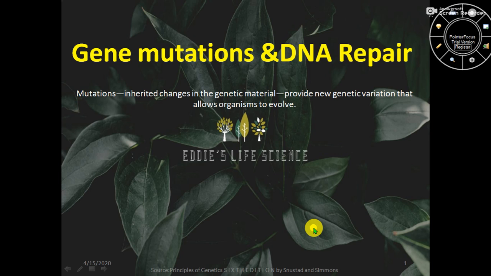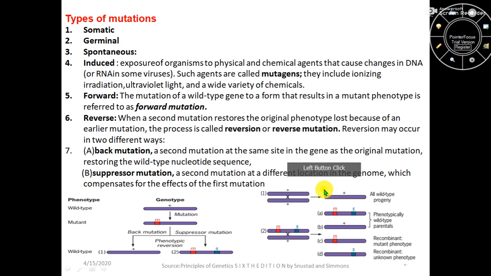Our discussion is gene mutation. Mutation means any change or alteration in a gene which is transferred from one progeny to another, to offspring. So mutation is an inherited change in the genetic material, providing genetic variation that allows organisms to evolve. There are many types of mutations: somatic mutation, germinal mutation, spontaneous mutation, induced mutation.